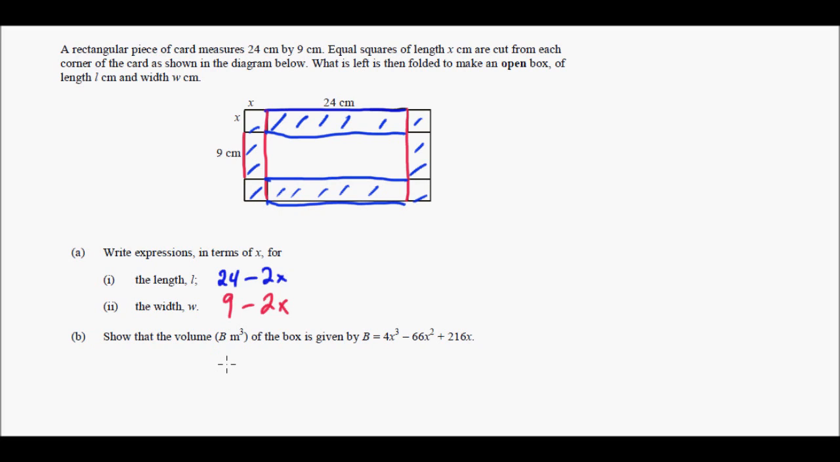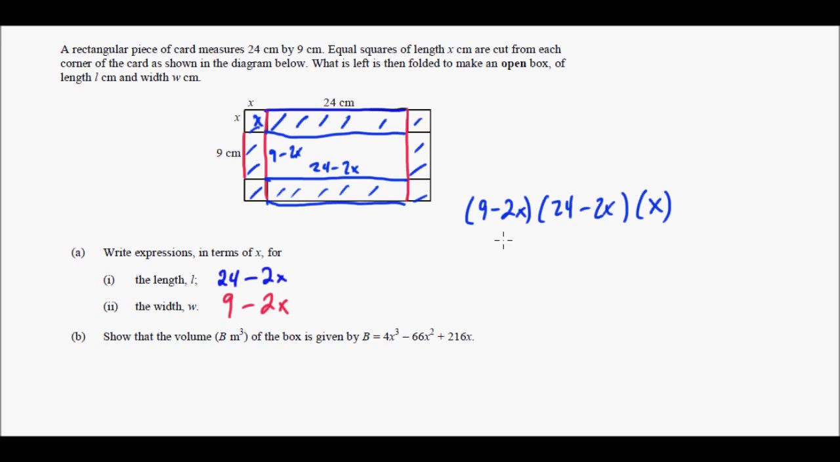V in meters cubed of the box is 4x cubed minus 66x squared plus 216x. Okay, no problem. Remember, we already have this one, it's 24 minus 2x. We have this one, which is 9 minus 2x. And then for volume, we need the third. Well, when we flip this up, what's it going to be? It's going to be x. So we can just do this right away. We just do 9 minus 2x times 24 minus 2x times x. And you have to show this out.